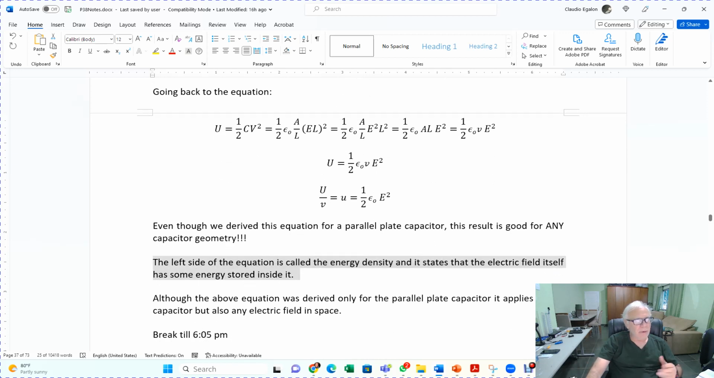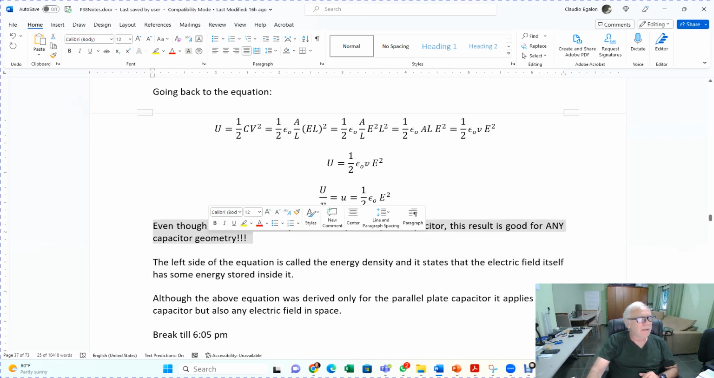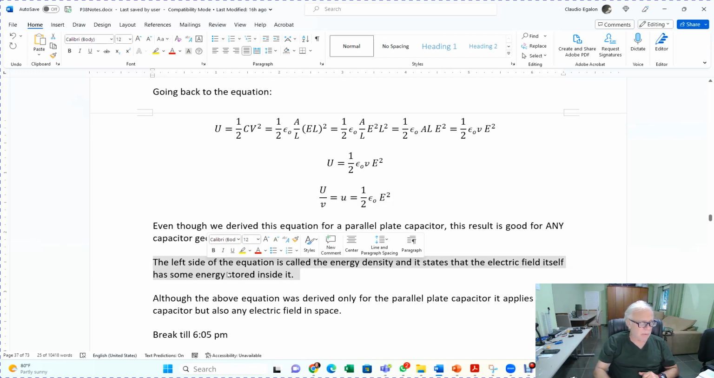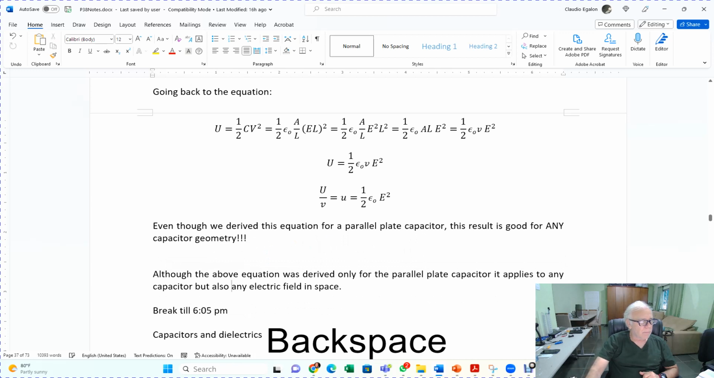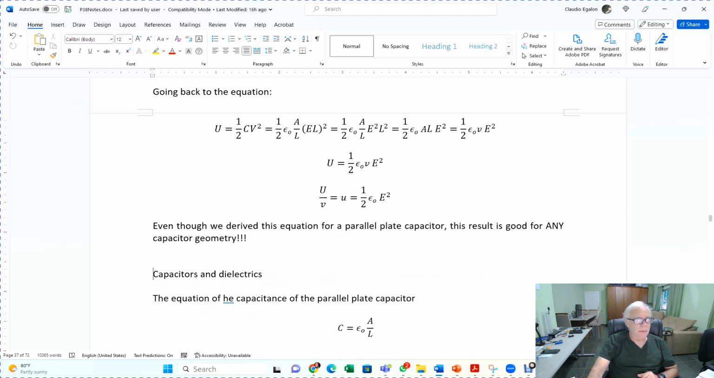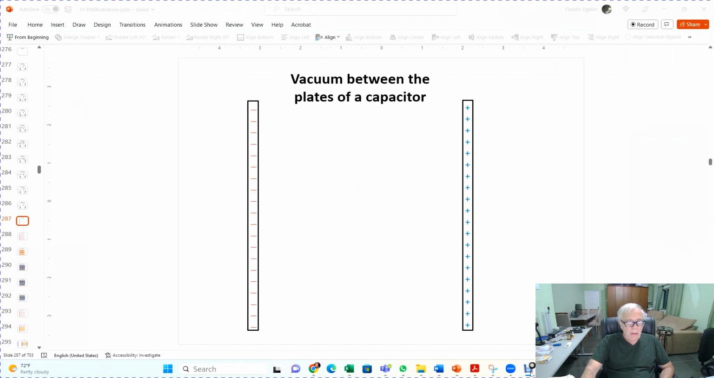We can derive for the other ones too, but I just want you to be aware of this. Remember, it's just the energy density that applies to all capacitor geometries that are available out there. All this calculation that we did was just for a vacuum between the plates of the capacitor.